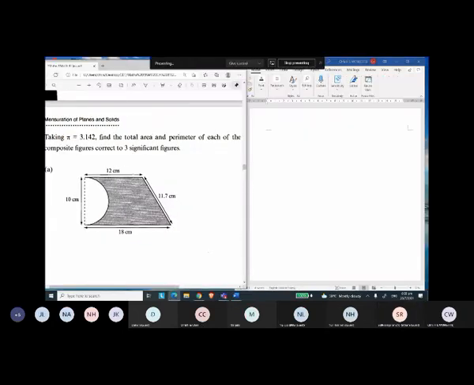You're supposed to find the total area of the shape. Now it's two things you need to do. The first thing is the perimeter. The second one is the area. So which one do you want to do first? Perimeter first, sir. Perimeter is supposed to be easier, right? Okay.